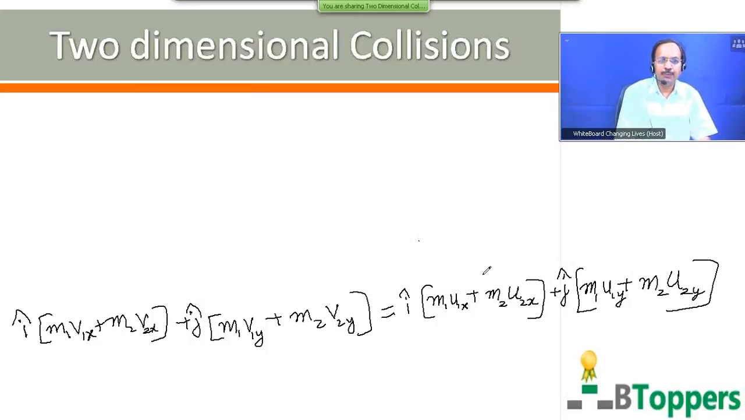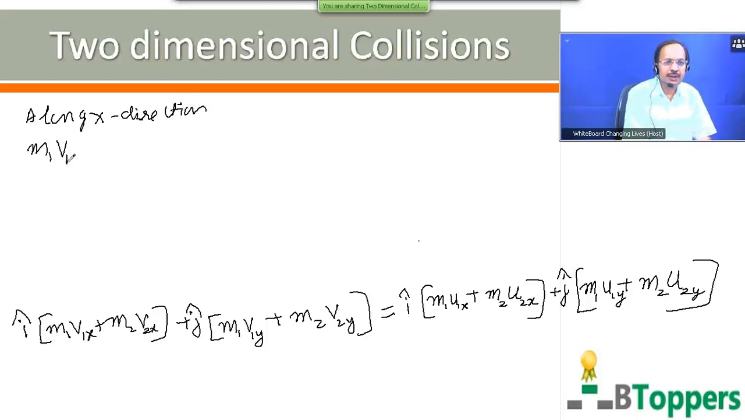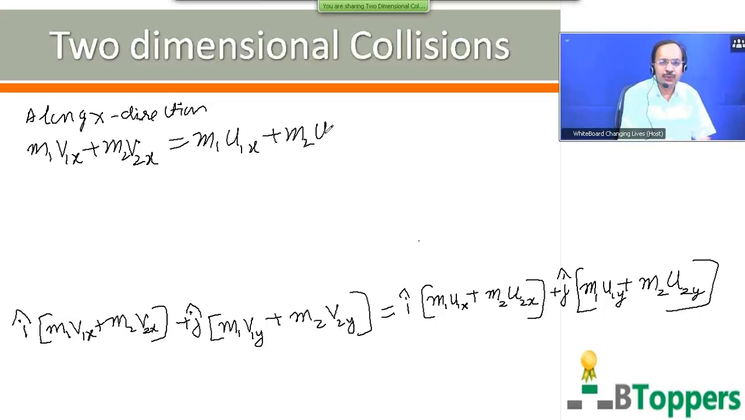So if you equate the X components of total linear momentum of the system of the two colliding masses just after collision and just before collision, along X direction you can write M1 V1X plus M2 V2X is equal to M1 U1X plus M2 U2X.